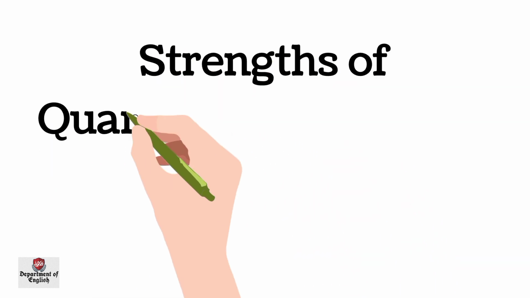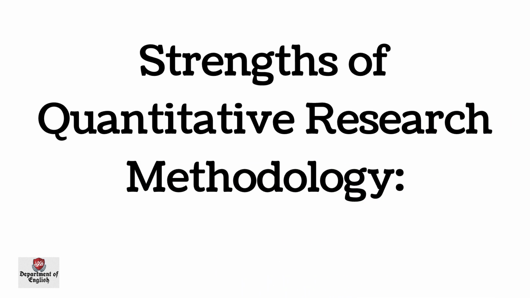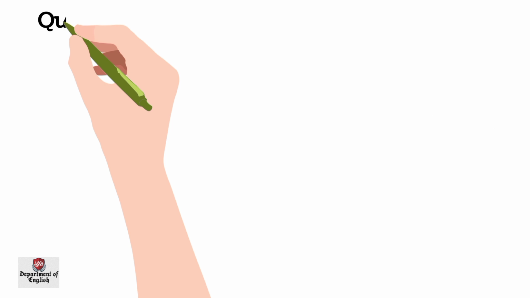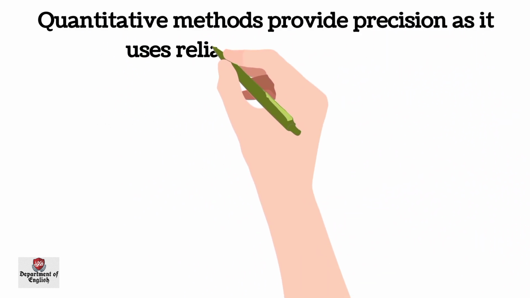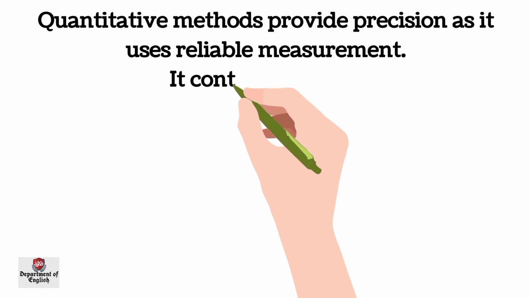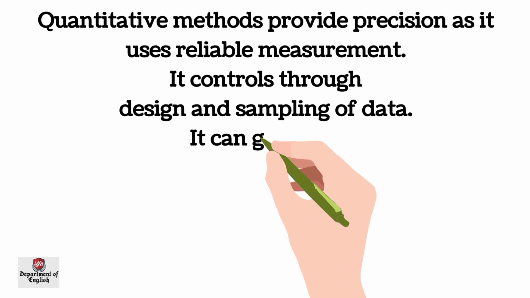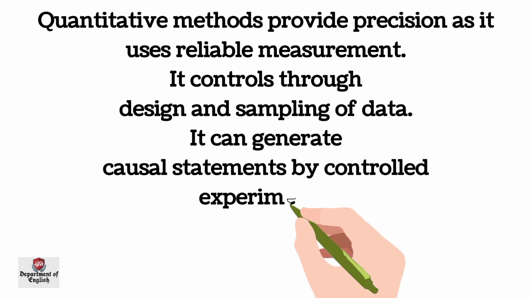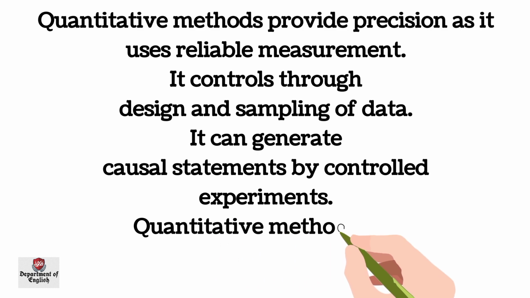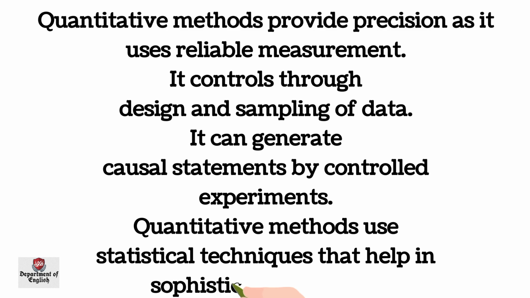Strengths of quantitative research methodology. Quantitative methods provide precision as they use reliable measurement. It controls through design and sampling of data. It can generate causal statements by controlled experiments. Quantitative methods use statistical techniques that help in sophisticated analyses.